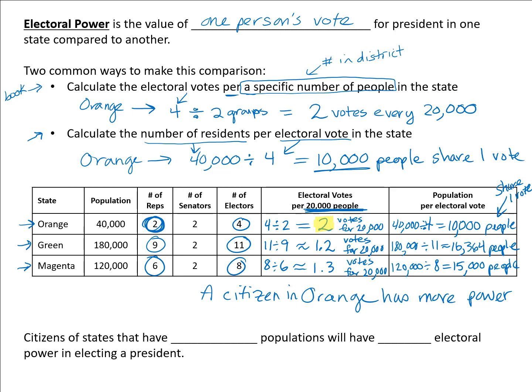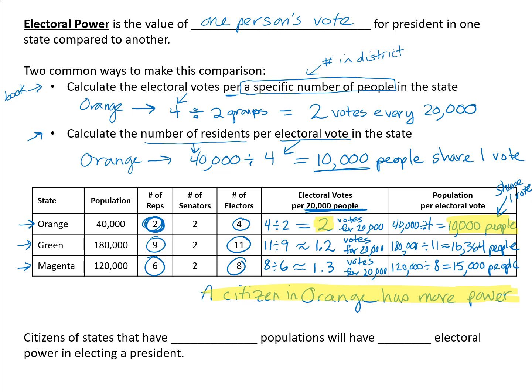So in this example, we have 10,000 people in the state of Orange sharing a single vote. That is much less than in the state of Green or the state of Magenta. So the people in the state of Orange, again, have more power in the Electoral College. Just a little bit more power, but they do have more power. A little bit, but it is more.